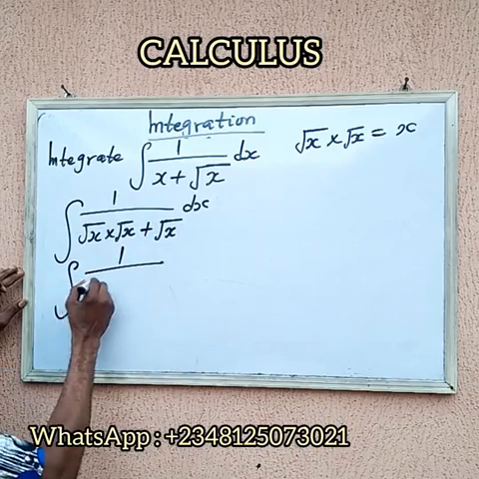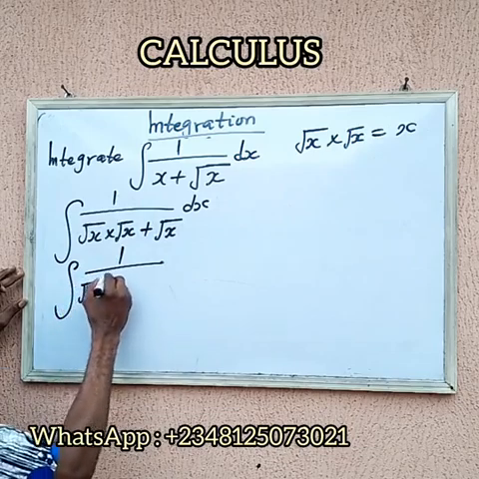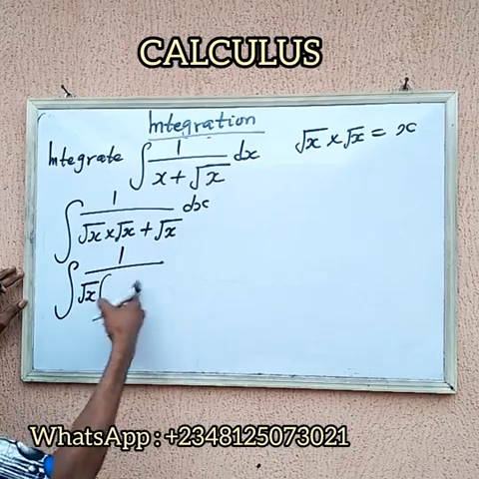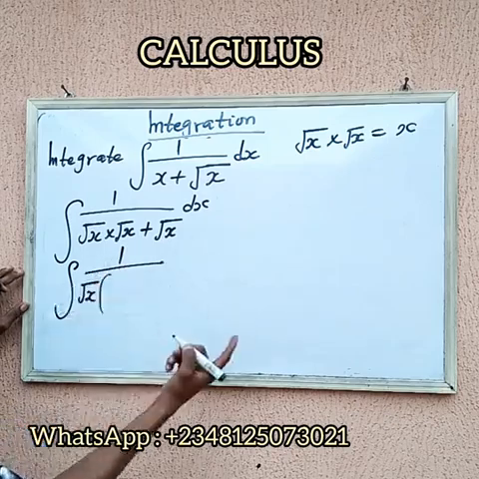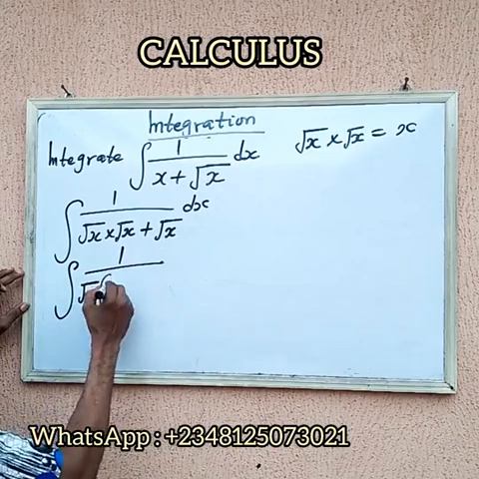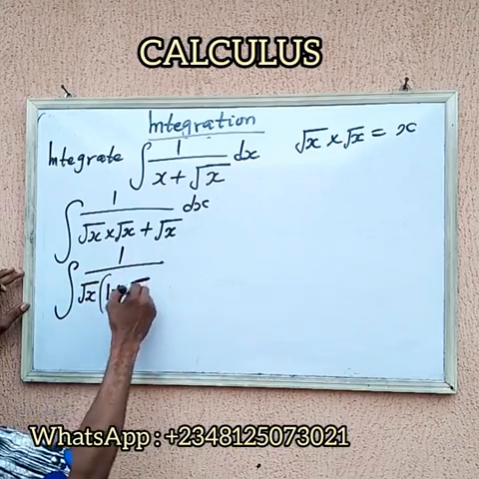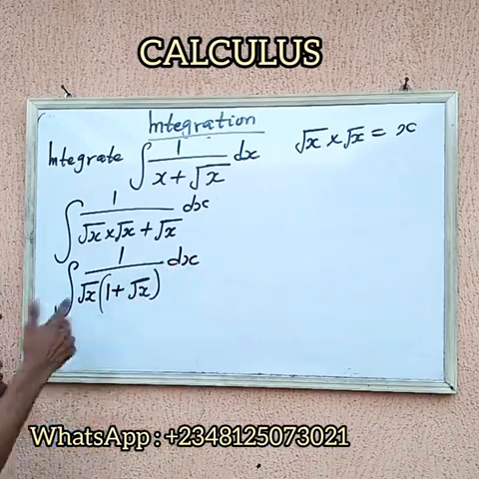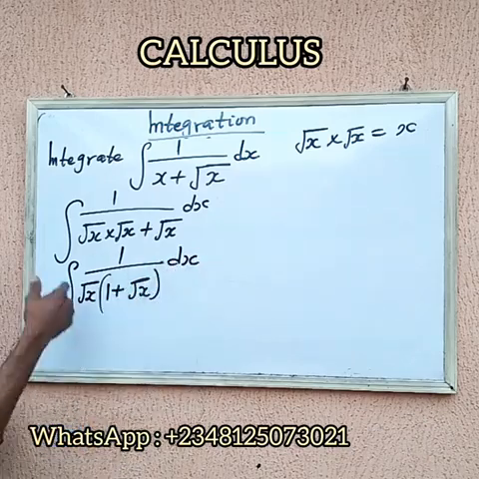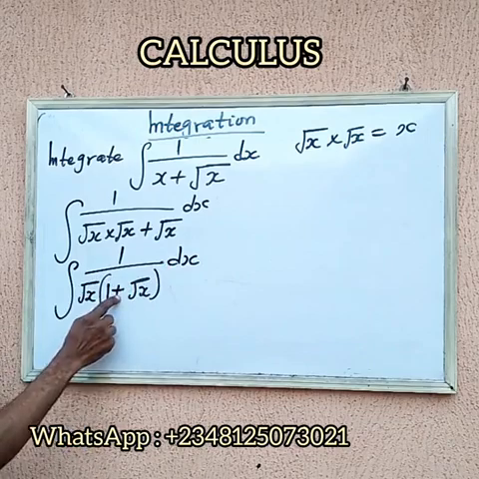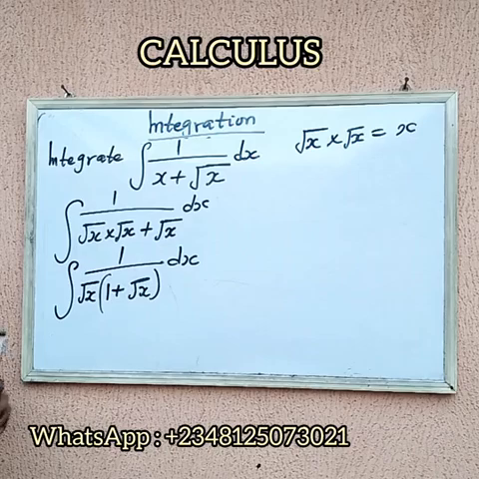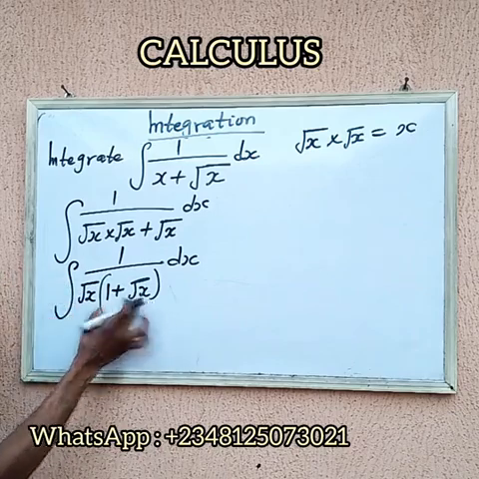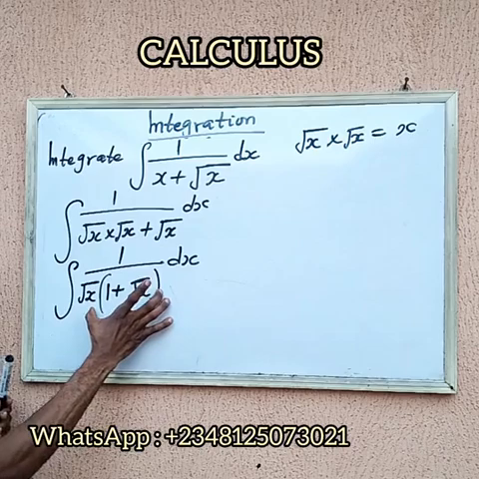We will now have root x outside. Then we can have 1 plus root x or root x plus 1. So that we now have 1 plus root x, then we have the dx. 1 plus root x or root x plus 1 is still the same thing because addition is commutative. So from here, we can let u be equal to what we have here, this one in the brackets.